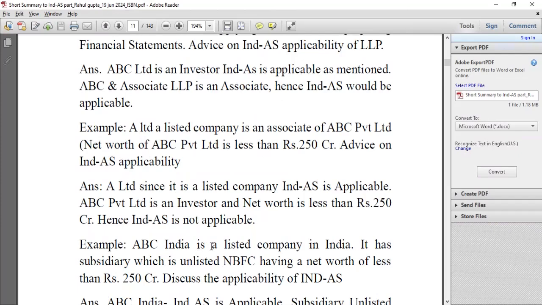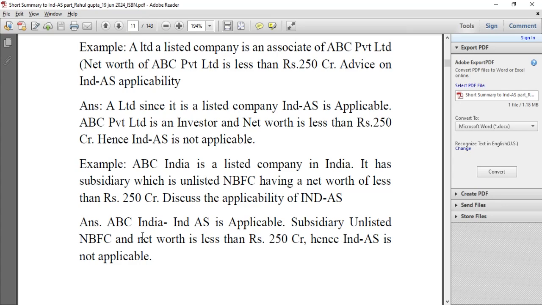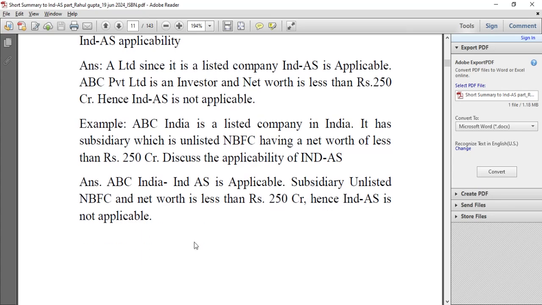ABC India is a listed company in India. It has a subsidiary which is an unlisted NBFC having a net worth of less than 250 crore. Discuss the applicability of Ind-AS. For ABC India, Ind-AS is applicable. The subsidiary is an unlisted NBFC and its net worth is less than 250 crore, hence Ind-AS is not applicable.